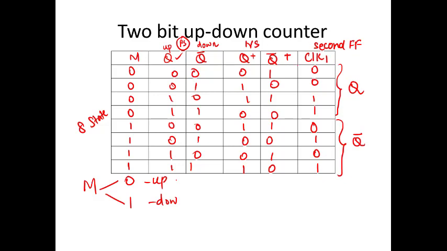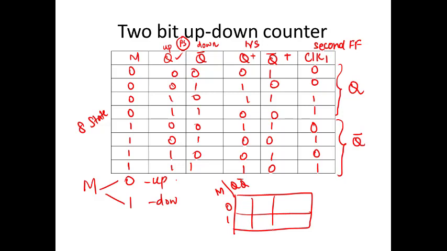We need to design the combinational logic circuit for this clock. So let me take a K-map with the mode bit and your present state as inputs. So we will have 8 states. Mode can be 0 or 1, and the state is 0 0, 0 1, 1 1 and 1 0. Now if I fill this up, the first row is 0 0 1 1, and then the second row is 1 1 0 0.